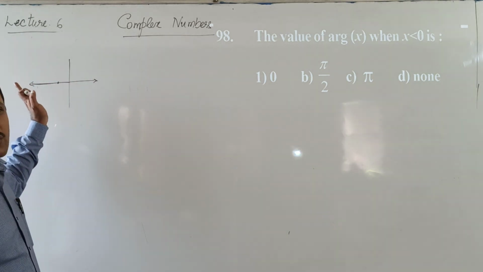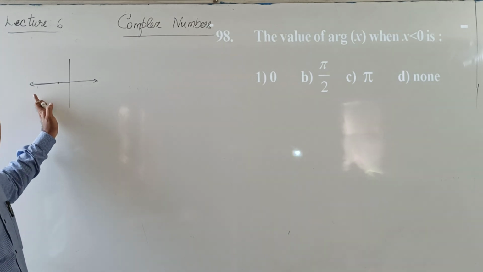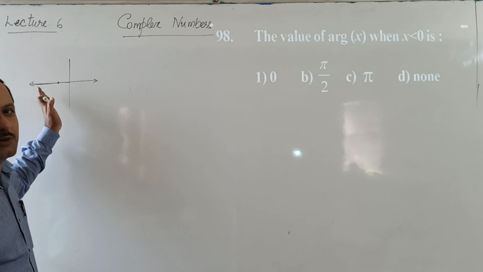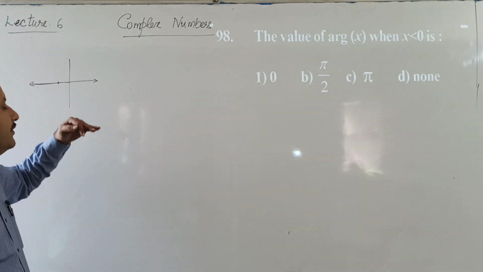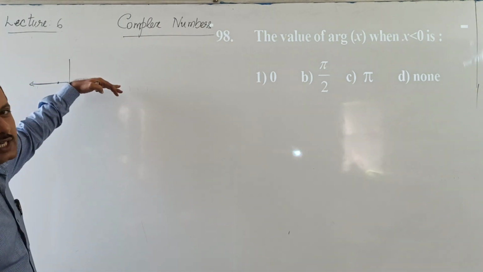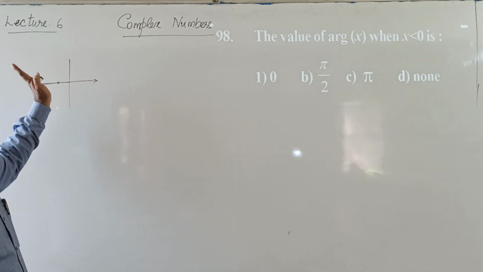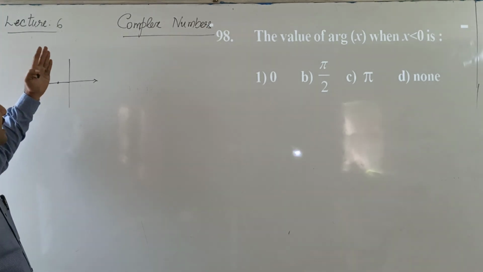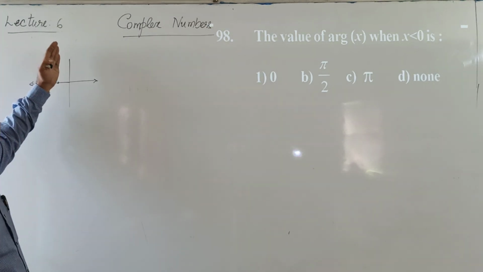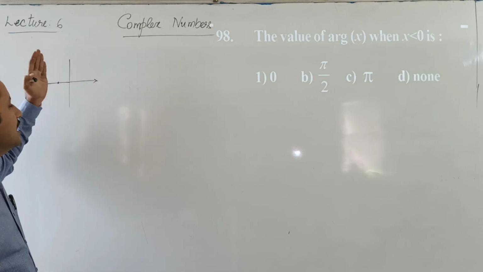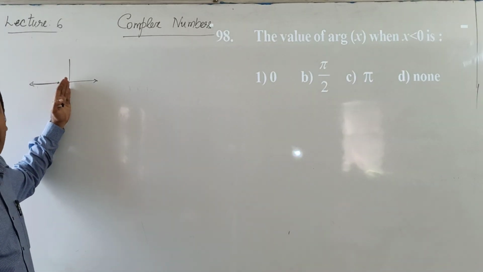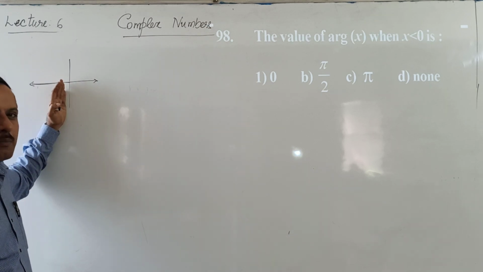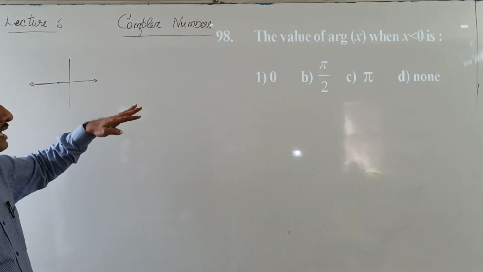If a complex number lies on the negative x-axis, then what is its amplitude? Its amplitude is equal to pi. If it is purely real and positive, then its amplitude is 0. If it is purely real and negative, its amplitude is pi. If it is purely imaginary and positive, then amplitude is pi by 2. If it is purely imaginary and that imaginary part is negative, then its amplitude is minus pi. So for this, the answer is pi.